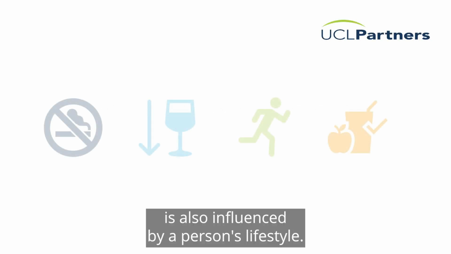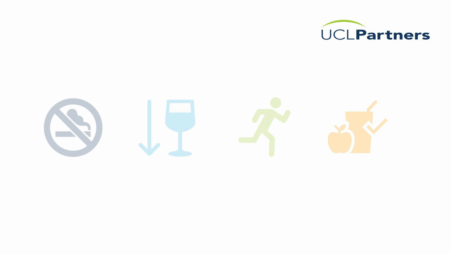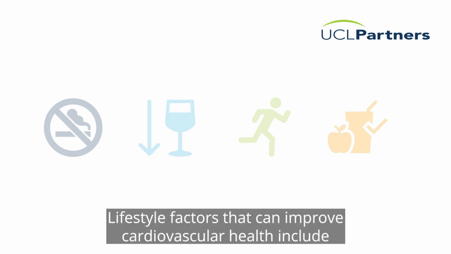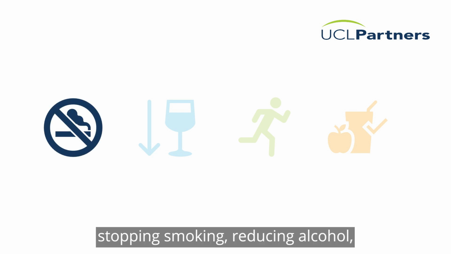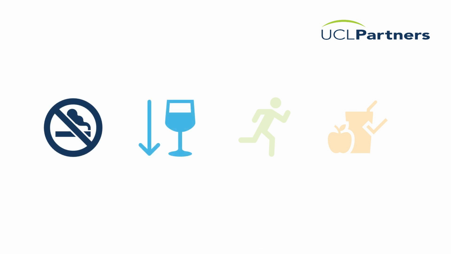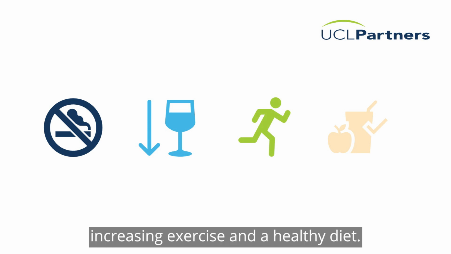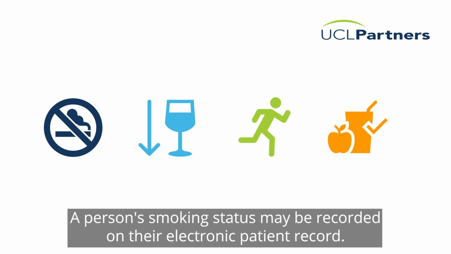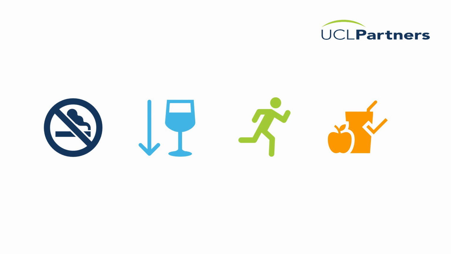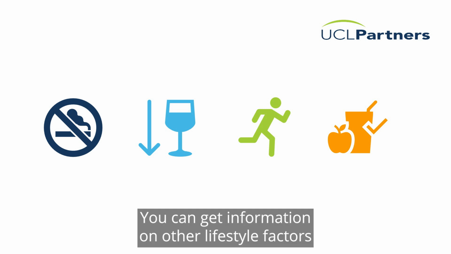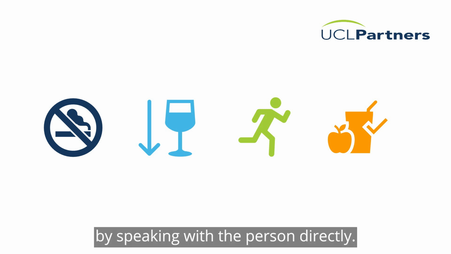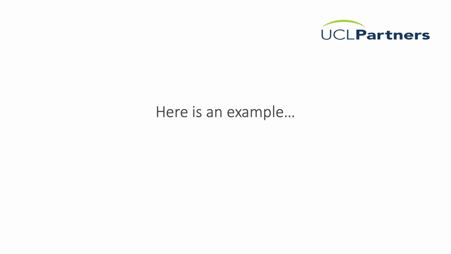Cardiovascular health is also influenced by a person's lifestyle. Lifestyle factors that can improve cardiovascular health include stopping smoking, reducing alcohol, increasing exercise, and a healthy diet. A person's smoking status may be recorded on their electronic patient record. You can get information on other lifestyle factors by speaking with the person directly.